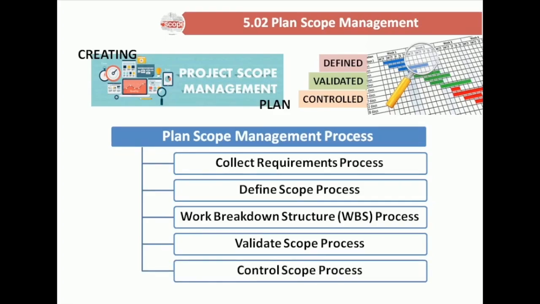Control scope process. The control scope process is the last one in project scope management. It relates to making sure that there is effective change control if the scope needs to change.